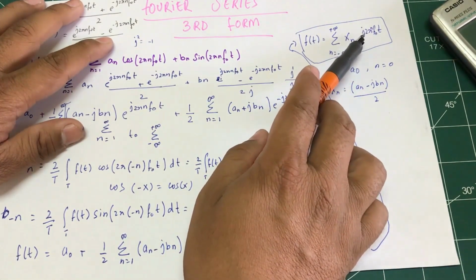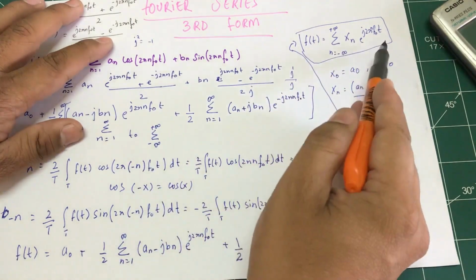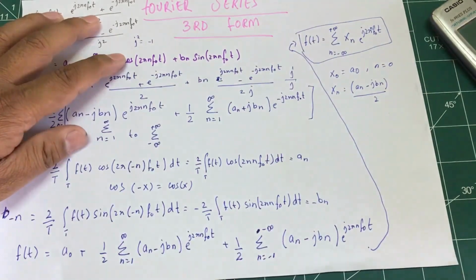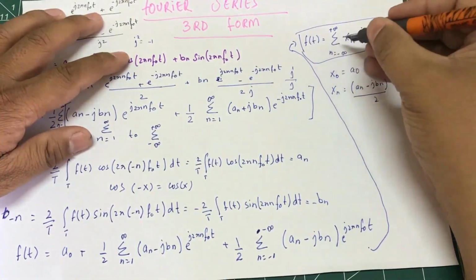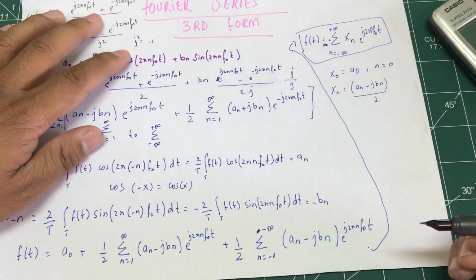and e to the negative j 2 pi n f naught t, because f naught t is common in both of these terms, so that's why this is right here, and plus a naught. I'm sorry, so you can just put a naught here. So this is how it will become.